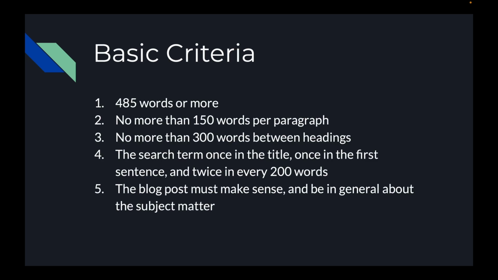Every post has some basic criteria. First of all, they must be at least 485 words, have no more than 150 words per paragraph, have no more than 300 words between each heading, has the search term found once in the title, once in the first sentence, and twice every 200 words. And lastly, the blog post must make sense and be in general about the subject matter. Now, as you do this, you'll follow a checklist that will make sure that all of these criteria are met by the time you've finished editing your post.